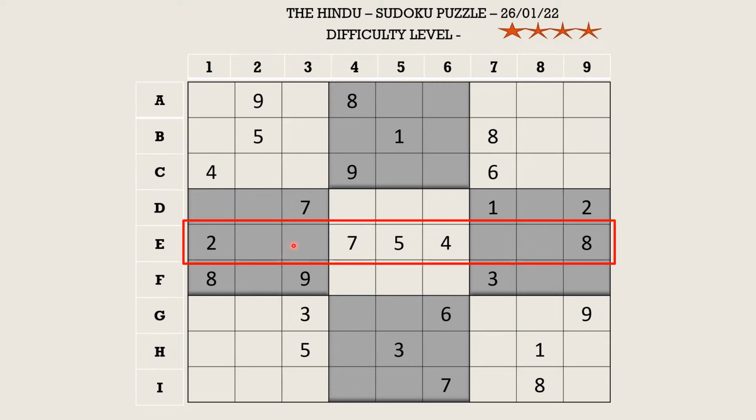Let's start from E row. There is a 3 in 6th block which blocks these two cells, and there is a 3 in G row which blocks this cell. So E2 takes 3. There is 1 here which blocks these two cells, so E3 takes 1. There is a 6. Now the missing numbers are only 6 and 9. There is a 6 here in the 7th column, so E8 takes 6 and E7 takes 9.